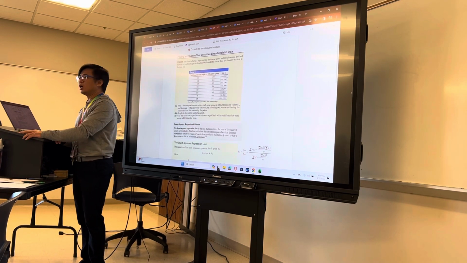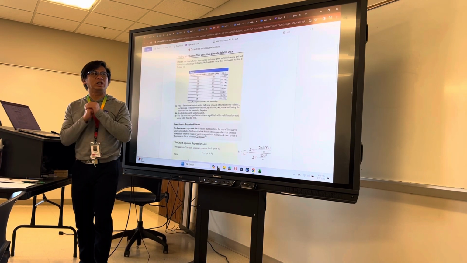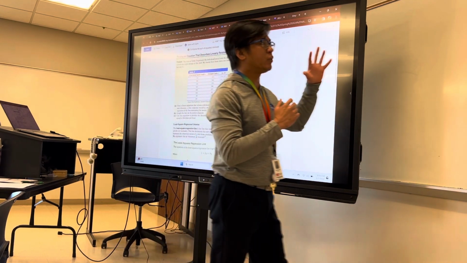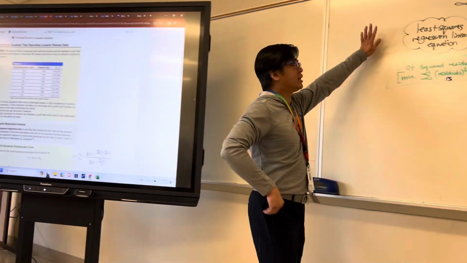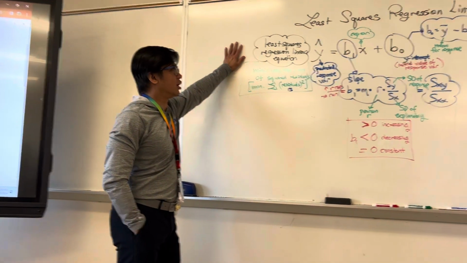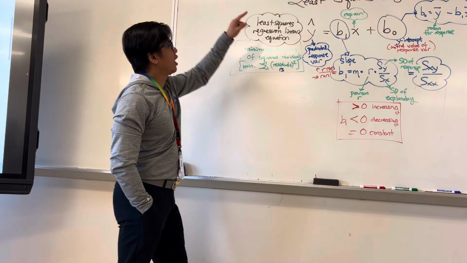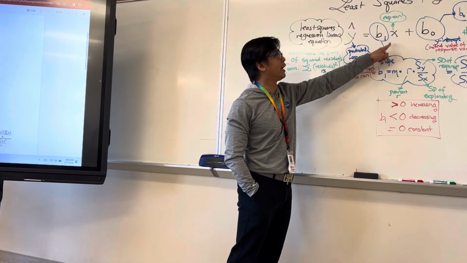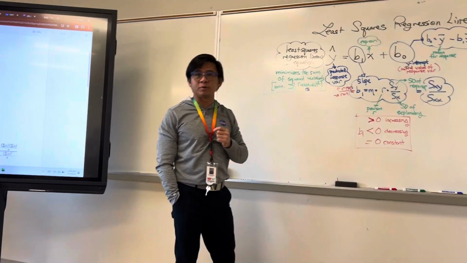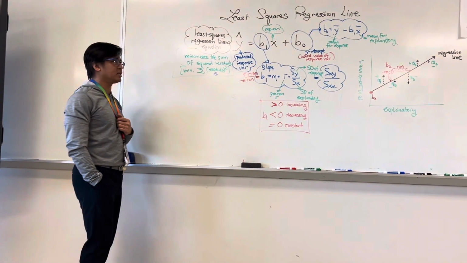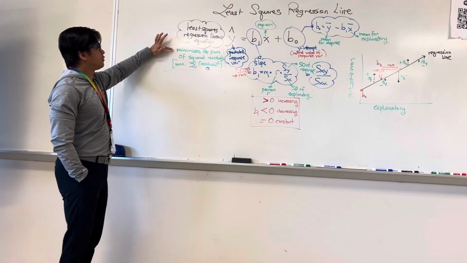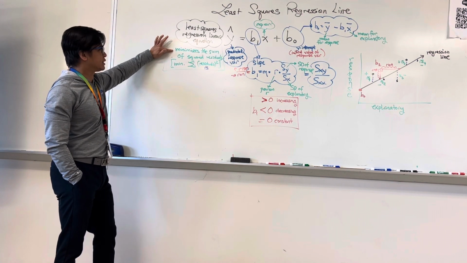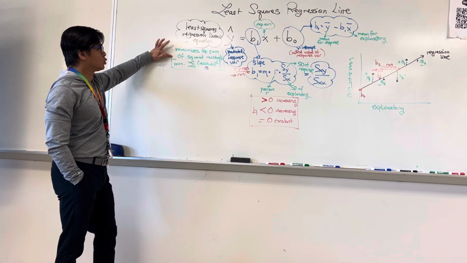All right. So this time we're going to deal with what we call the least squares regression line. So what is a least squares regression line? The intention of this linear equation, y hat is equal to b1x plus b sub 0, or b naught in some cases, is to what? To minimize the sum of the squared residuals, right?